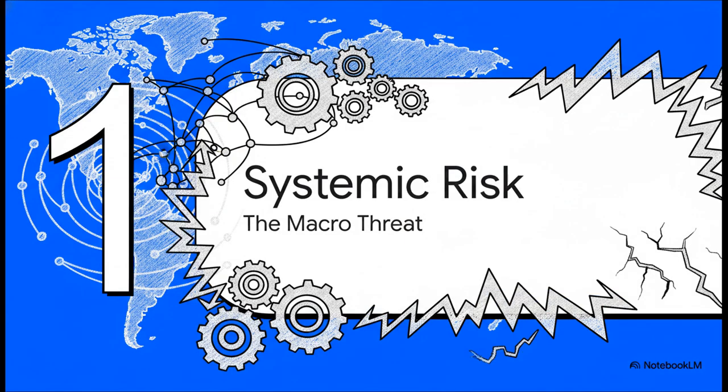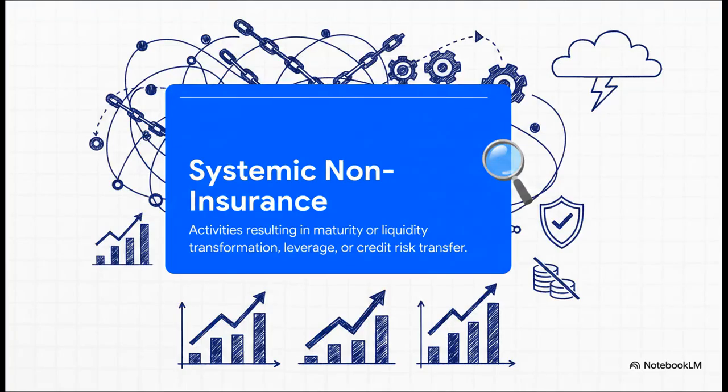Okay, let's start with Section 1, the threat of systemic risk and the macro threat we're dealing with. Regulators heavily target non-traditional activities, things like writing credit default swaps or executing large-scale securities lending programs. Why? Well, because they're incredibly vulnerable to sudden market developments, and they act as massive amplifiers of systemic risk. Let's break down what that actually looks like in practice.